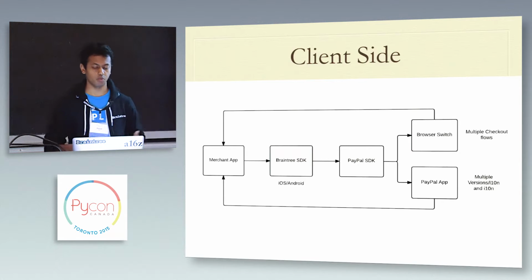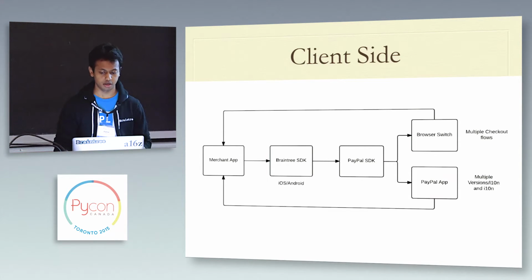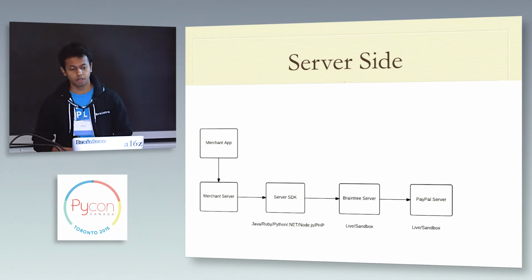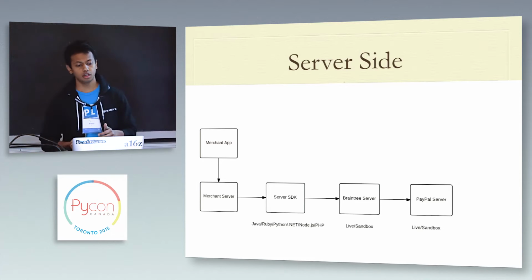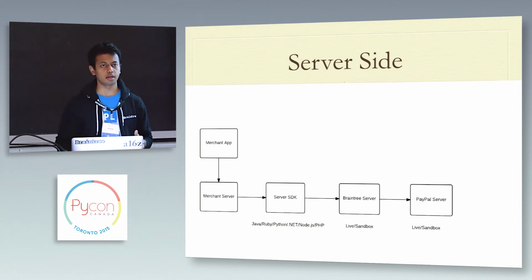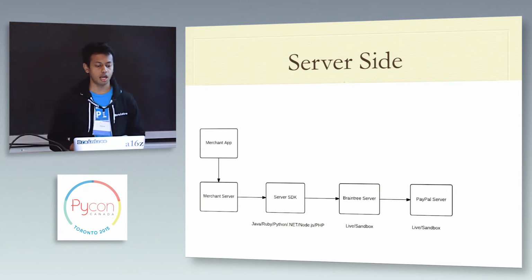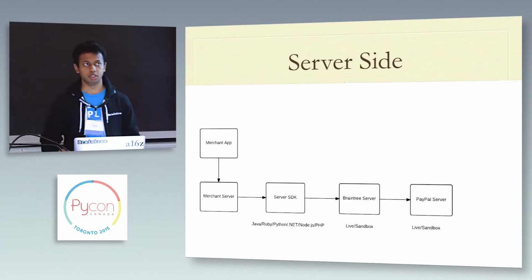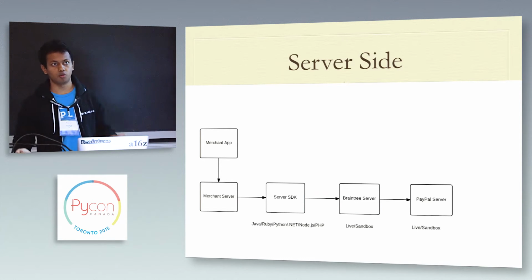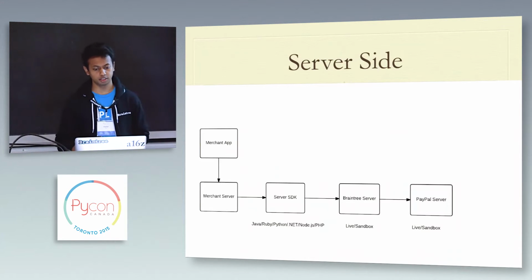As far as when you look at it from a testing point of view, that's the client side of it. The server side of it is that the merchant app then communicates with the merchant server, because you can't complete a payment completely on the client side, just because of security reasons. And the merchant server presumably has one of our server SDKs, and that could be in Java, Ruby, Python, or what have you, which then talks to the Braintree server, which then talks to PayPal servers.